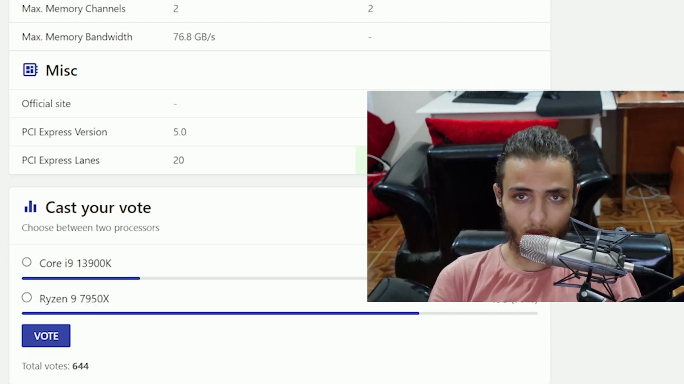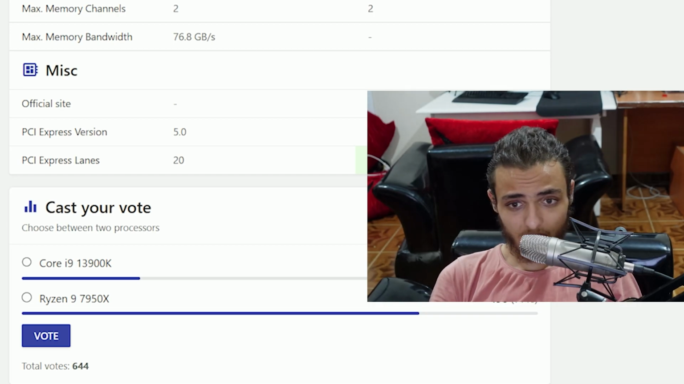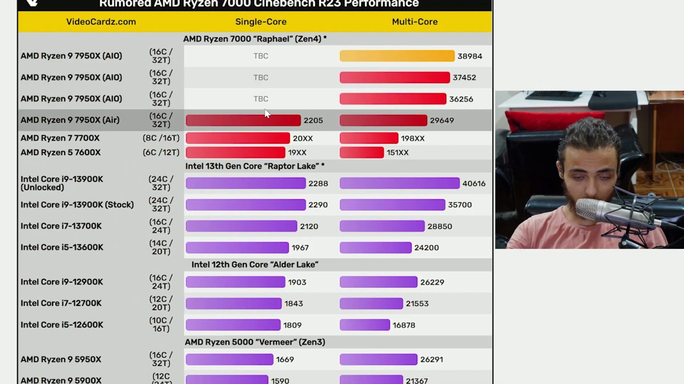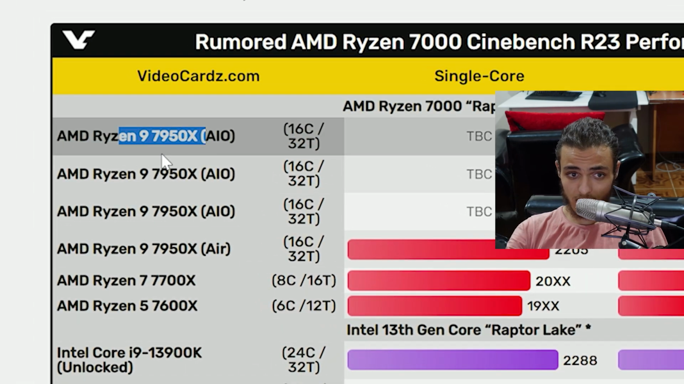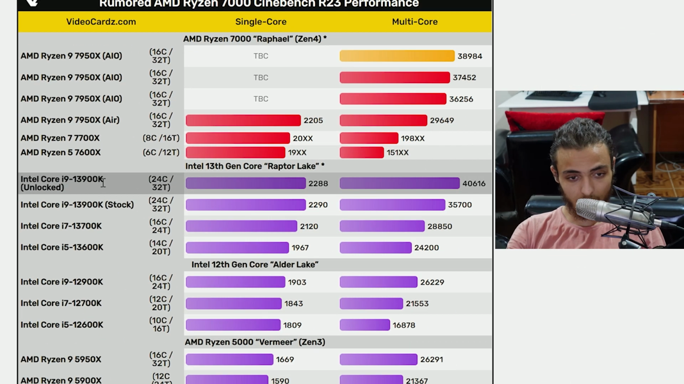But overall, it will come to pricing. Honestly, both CPUs are actually good in my opinion. Why am I saying that? Because we don't know the pricing, and the 7950X will probably be more expensive than the 13900K, which makes the Intel CPU probably better. Honestly, it's really hard to decide because it will all come to pricing. However, you might say, I don't care about the money. Which CPU is better? Well, honestly, I can't really tell you.